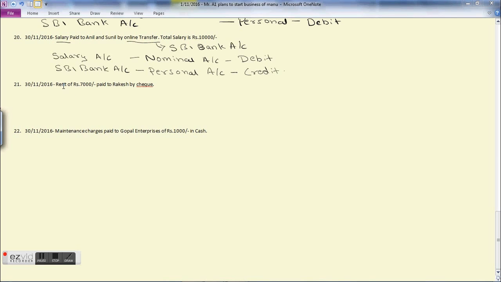Okay, now transaction number 21. Rent of 7,000 paid to Rakesh by check. Okay, so in earlier transaction we had signed an agreement and we had paid deposit to Rakesh. Okay, that time rent was not payable. There was no financial obligation for rent, but now it's a month end, so rent is payable. Correct. So what are the two accounts that are affected? One is rent, and since you are paying it in check, bank account.